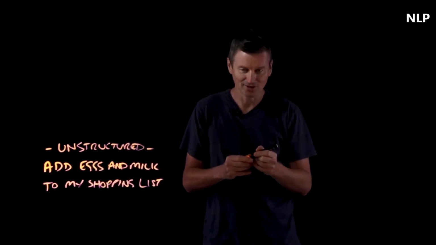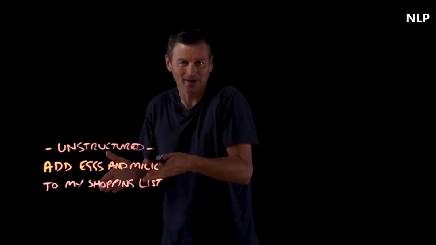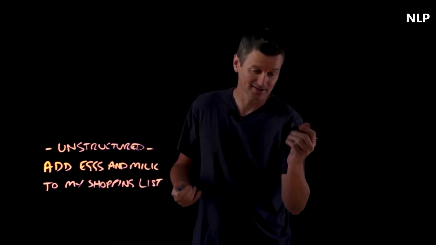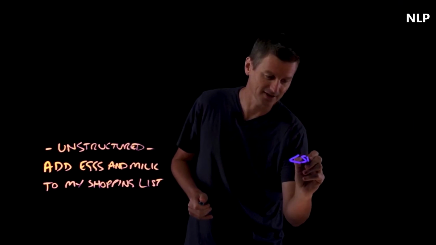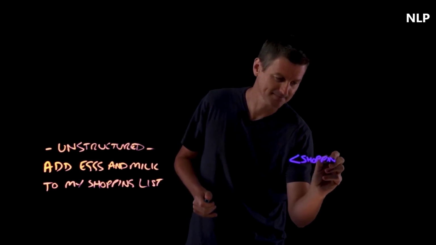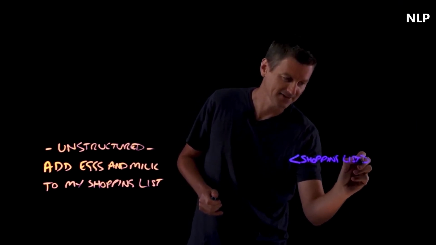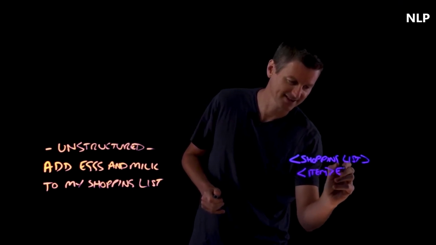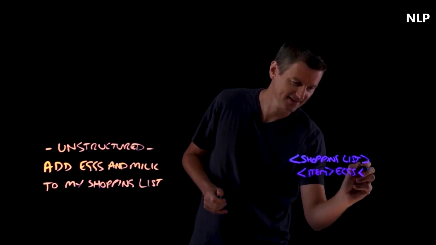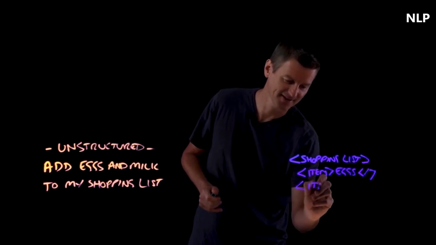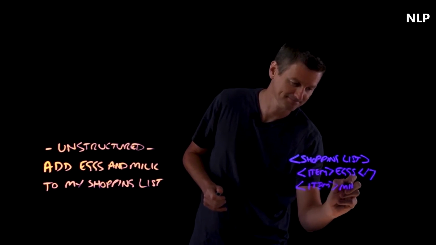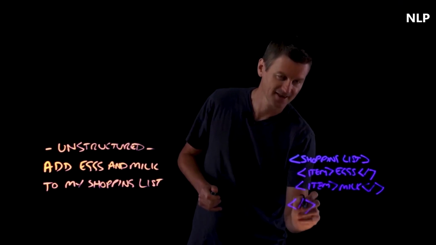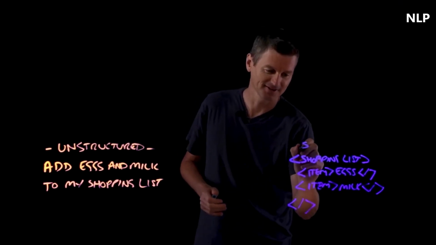So what we need to do is to have a structured representation of that same information that a computer can process. Now that might look something a bit more like this, where we have a shopping list element, and then it has sub-elements within it, like an item for eggs and an item for milk. That is an example of something that is structured.